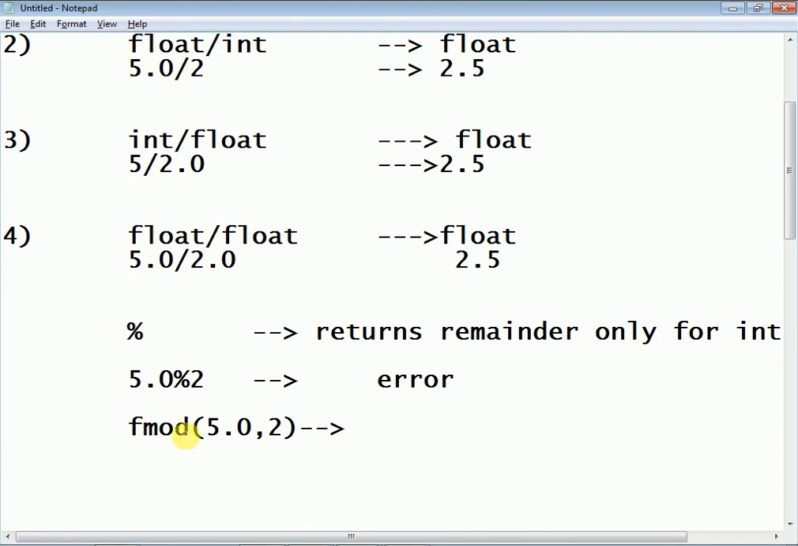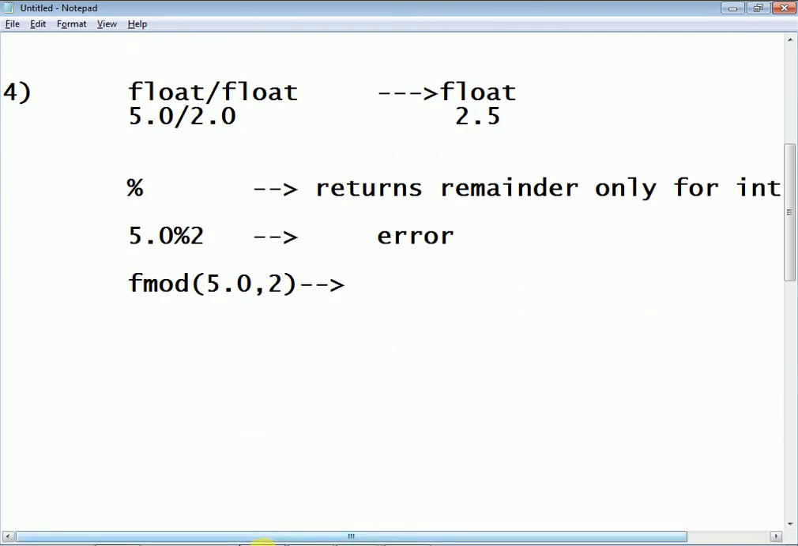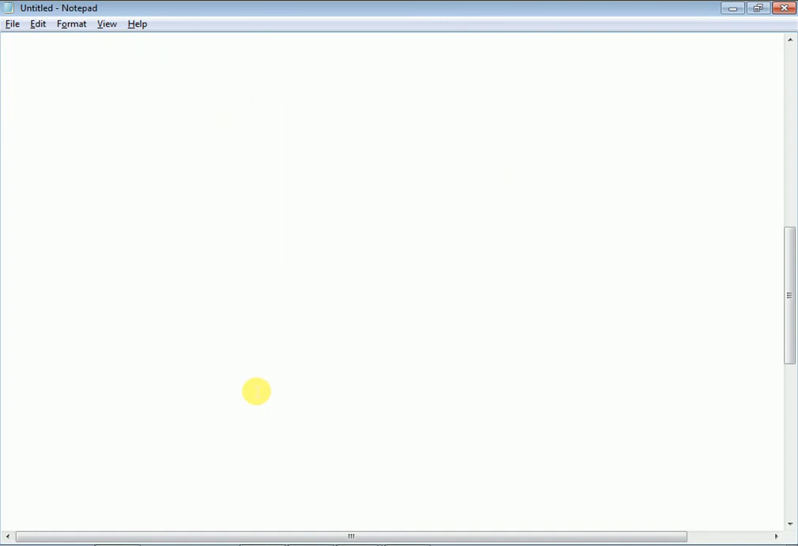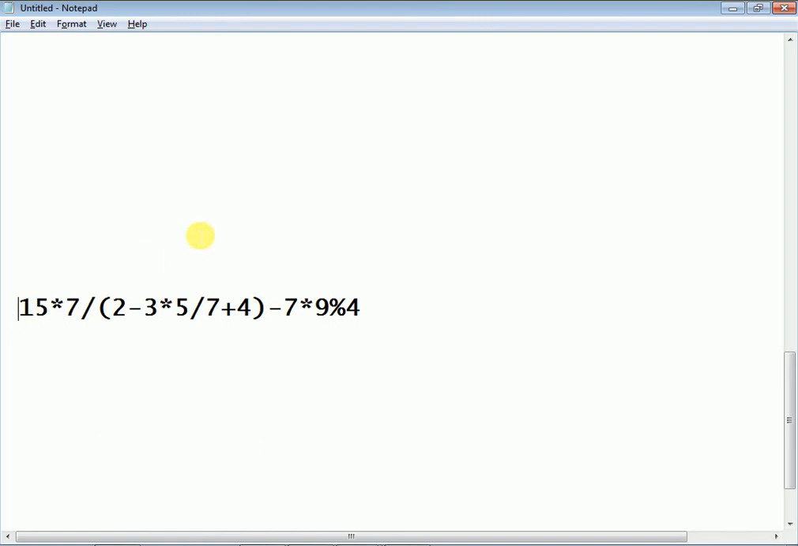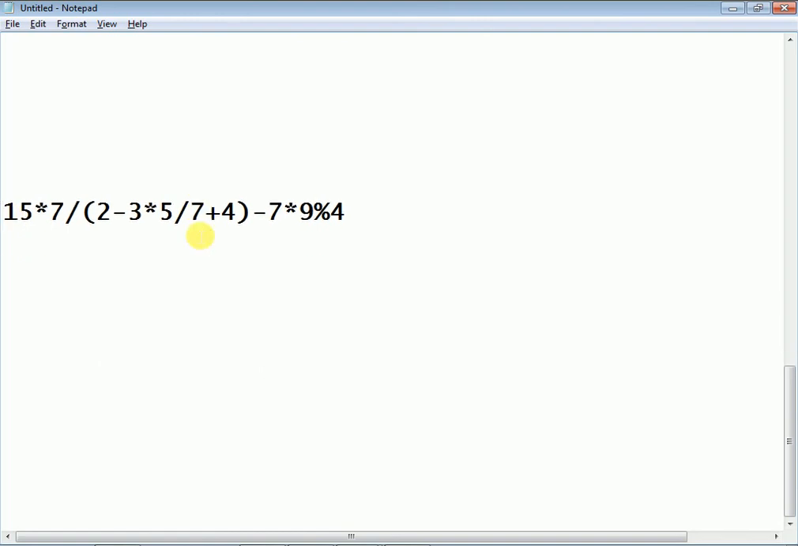In the same way, we will discuss one expression. What is the value of that expression? For example, I have given an expression with arithmetic operations, 5 into 7 by this expression. Then find the answer. How do we do these operations?